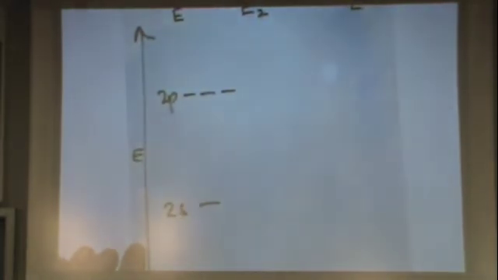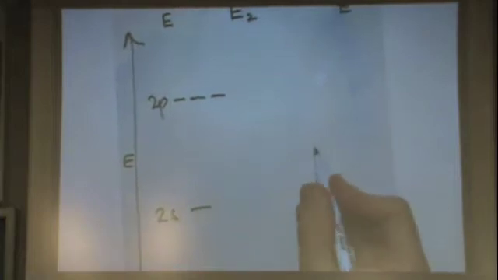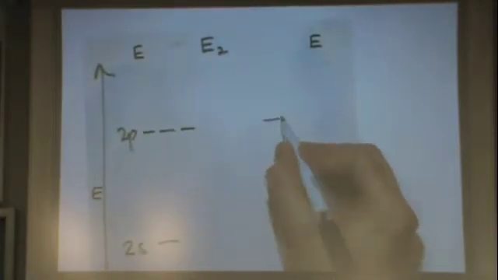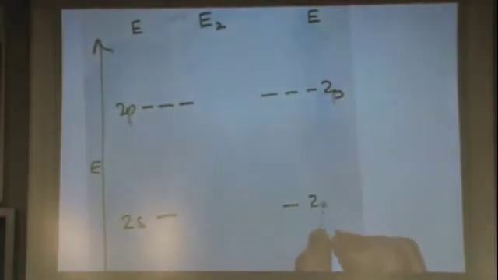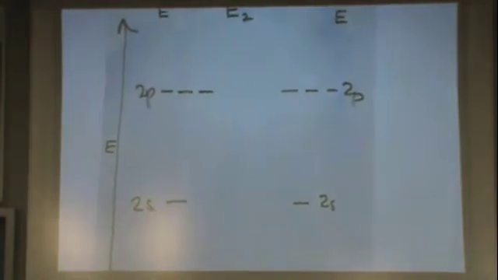How many lines am I going to draw here? 3, because each p orbital for a given n, in this case n is 2, has 3 orbitals: a px, a py, a pz. The same thing goes over here because it's the same atom on this side, so a 2p and a 2s. Again, I'm not drawing the core electrons, just the valence.